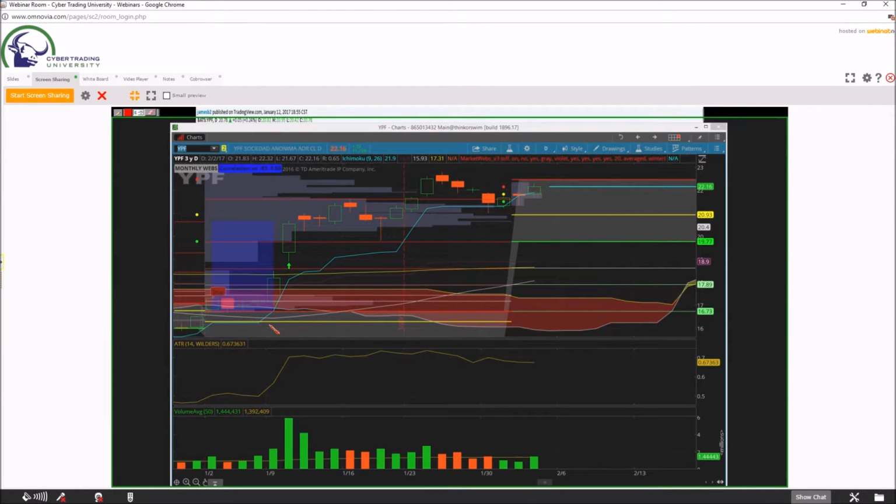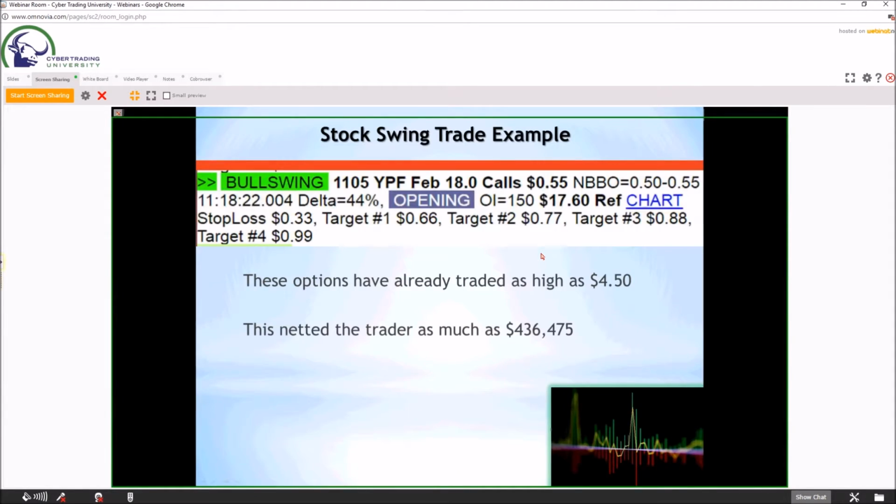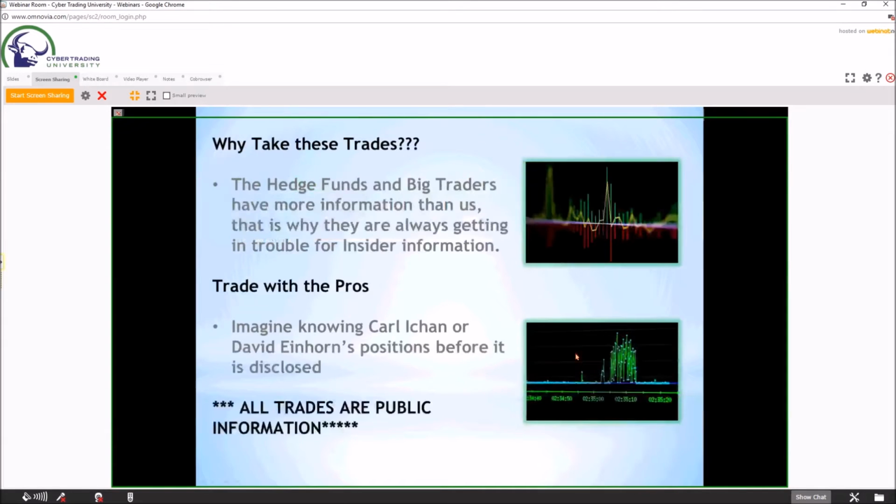We were breaking the Ichimoku cloud to the upside and had a really bullish bar right here. Stock had been just rip-roaring to the upside. Again, these things have already traded as high as $4.50 and still have plenty of time left. This trader at the highs was up over $436,000 in this position.